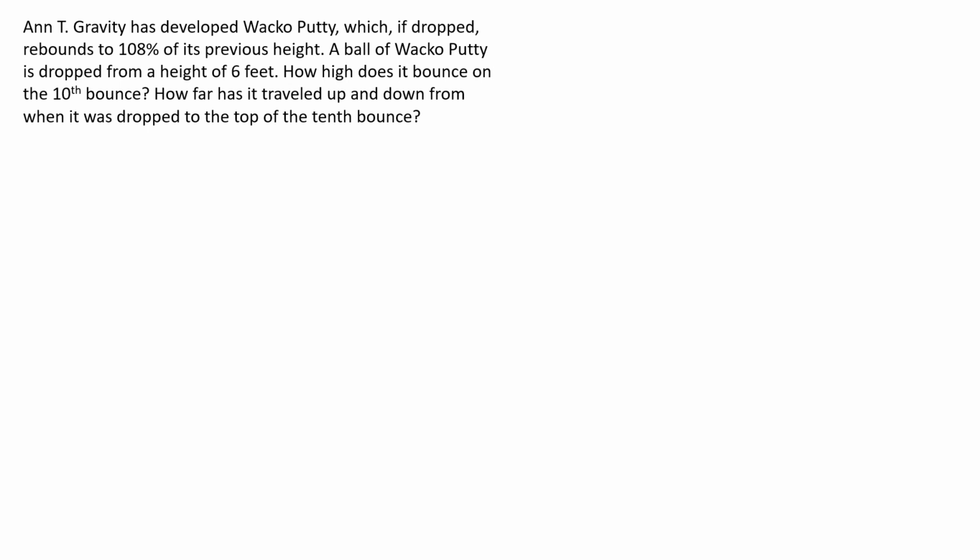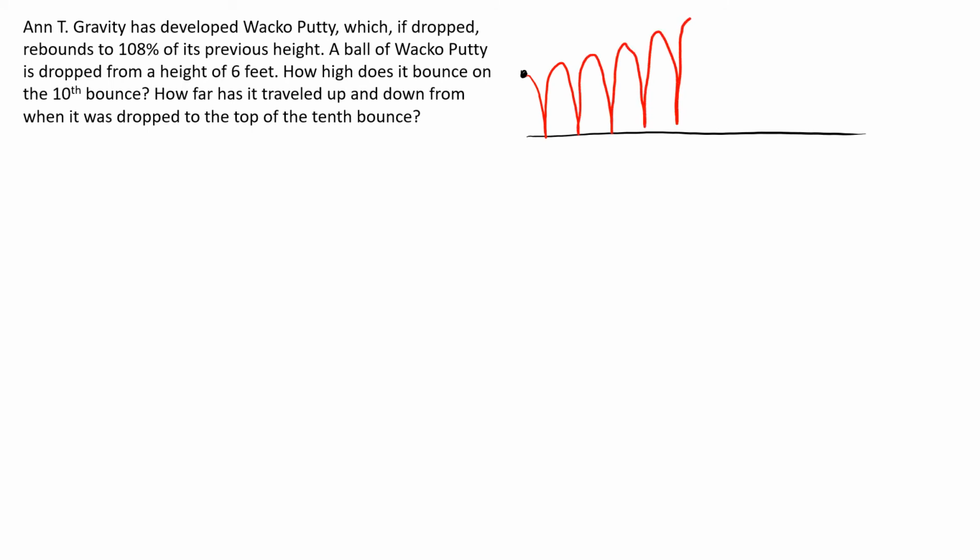So we could draw a picture here to represent this also. So here's the ground, and here's where the wacko putty starts. Or actually, let me move that down a little bit because I need to get bigger. So there's where it starts bouncing, or if we drop it from there, right? It drops from there, bounces, and it's going to bounce higher. And it's going to bounce a little higher than that, a little higher than that, a little higher than that. And then it's going to bounce eventually. We want to know after 10 bounces, well, what's the height of that 10th bounce?